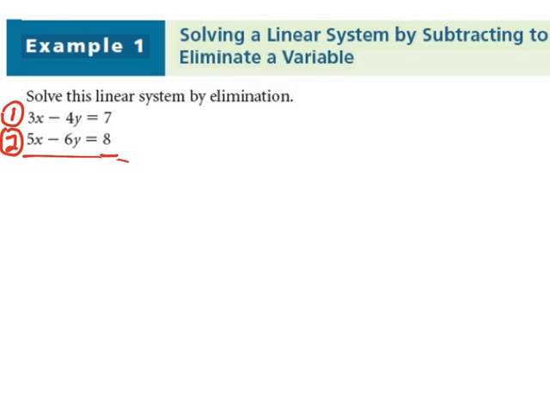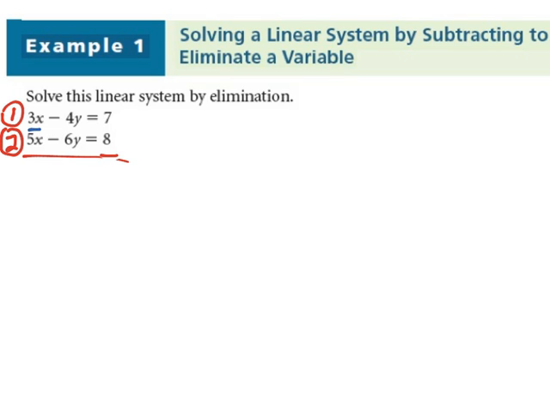Sometimes you'll have to rearrange the equation so that the x's, y's, and the constant numbers are lined up. The next part is to eliminate one of the variables. It is your choice which variable to eliminate, either x or y. In this case, you should make a decision which one to eliminate.